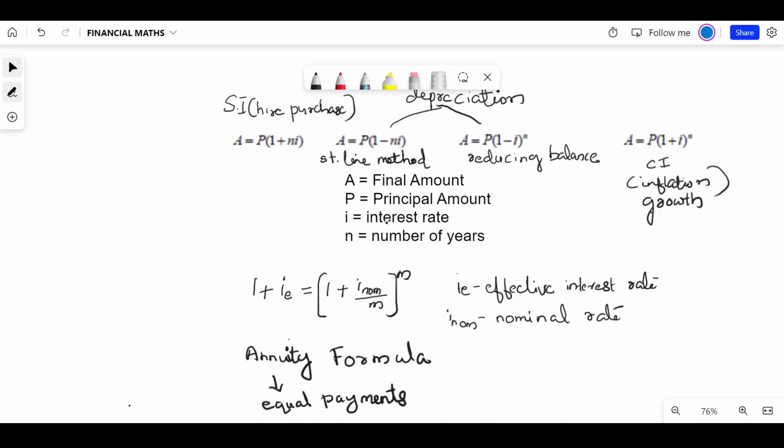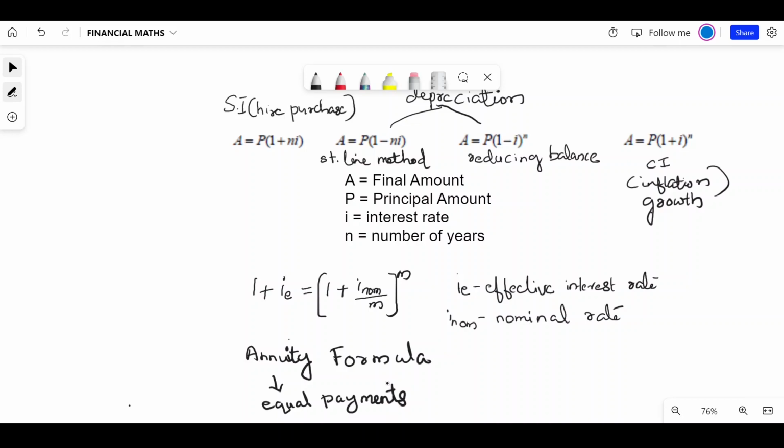So in here you only have one payment, but in the annuity formula you will have equal payments. So in an examination question, for you to understand when you use the annuity formula and when you use this formula with A and P, you look whether there are any equal payments.